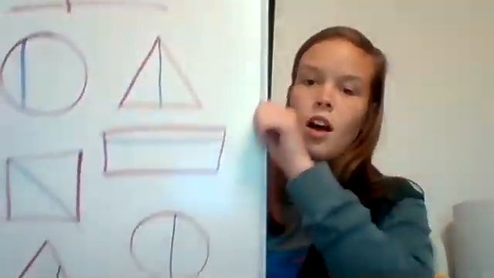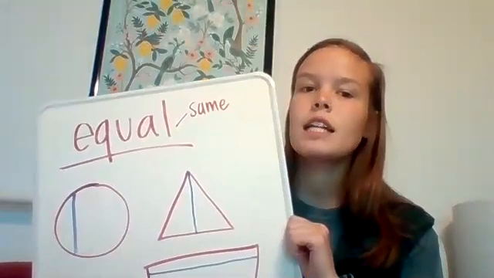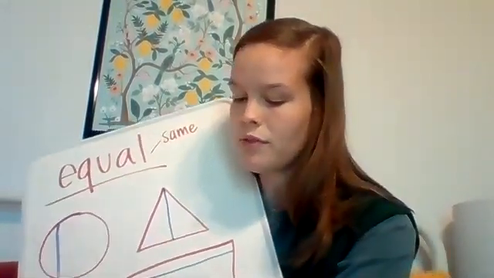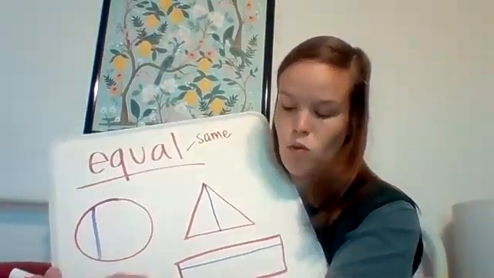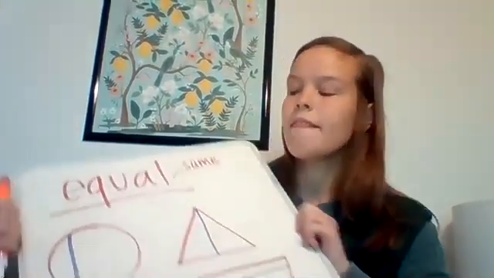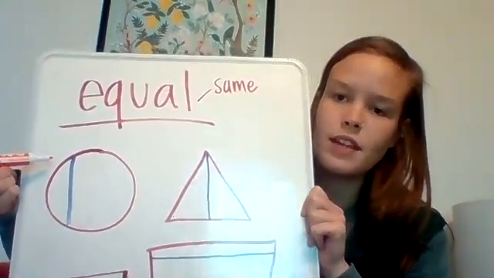Okay guys, so I went ahead and I drew some shapes on our board and I put some lines through them, trying to cut them into equal parts. So if they're equal, we're going to shade in one of the halves. And if it's not equal, then we're going to put an X through it. So let's start first over here at this circle.